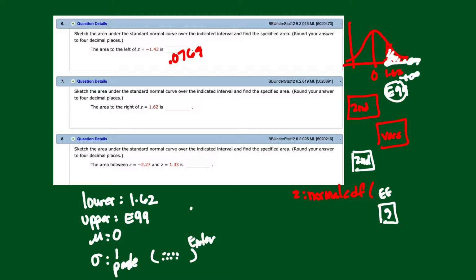Now when I did mine, I got 0.052616. Now we want to round off to what? This is part B. Round to 4 decimal places. So down here, 1, 2, 3, 4, and that's a 1. So I'm going to go with 0.0526. So let's report that. The area to the right is 0.0526.